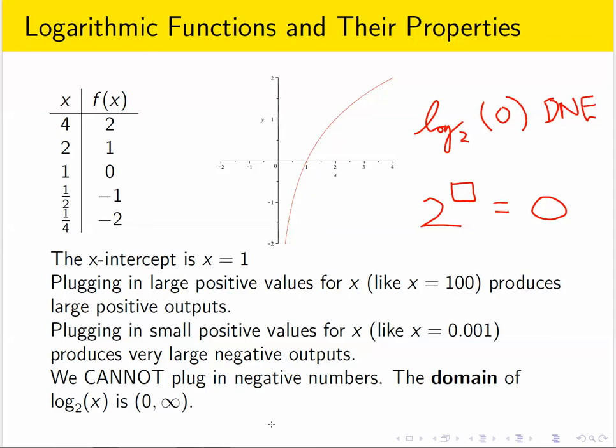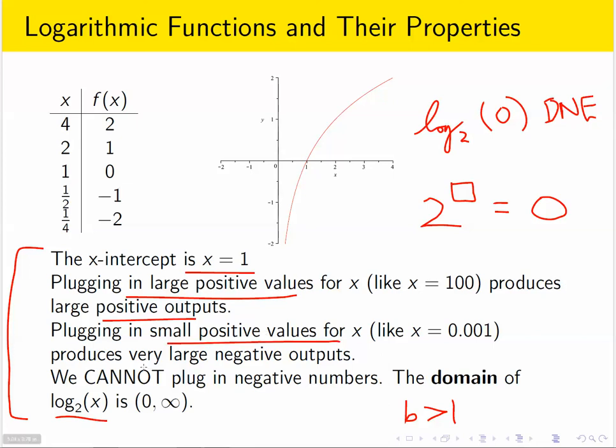So these 4 facts we've seen from this picture are true for the log base 2, but they're actually true for other logarithms as well. For any logarithm with any base that's greater than 1, all 4 of these properties are true. The x-intercept will always be at 1. Plugging in large positive values will give you large positive outputs. Plugging in small positive values will produce large negative outputs. But you cannot plug in negative inputs.